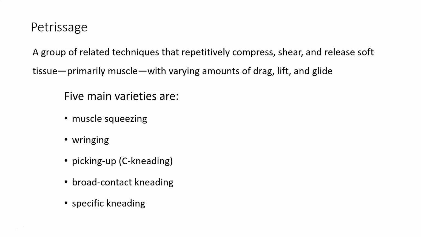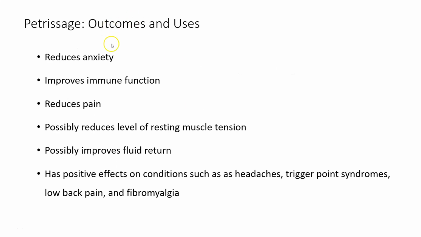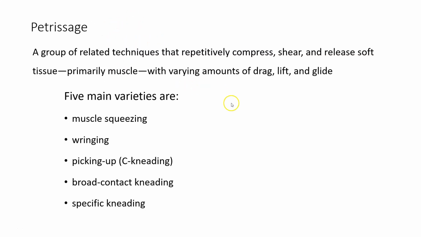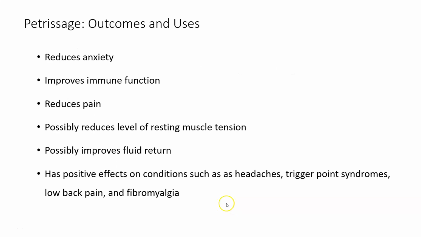And you've probably started doing them in lab at this point. The 5 main varieties are muscle squeezing, which the name kind of tells you what it is, wringing, picking up or C kneading, broad contact kneading, or specific kneading. So let's do its outcomes and uses. And I'm pretty sure you've done a lot of these in the lab. Again, when we get together next week, if you want to review a couple of these, we most certainly can.